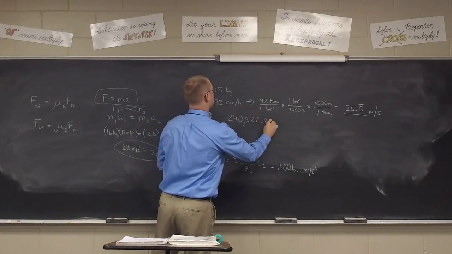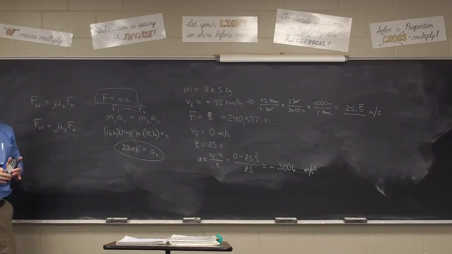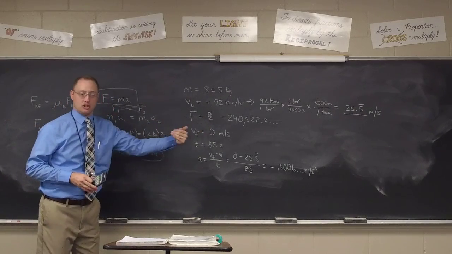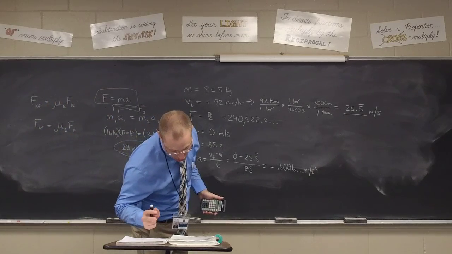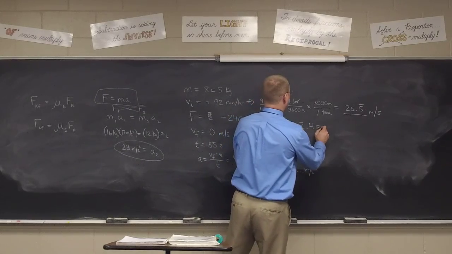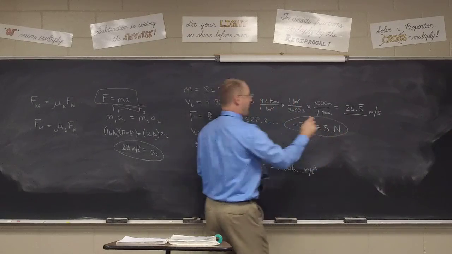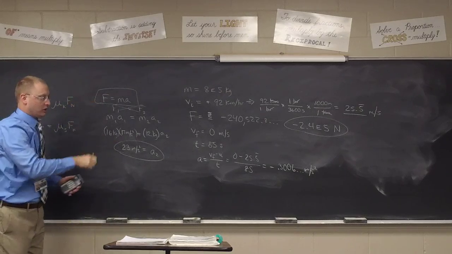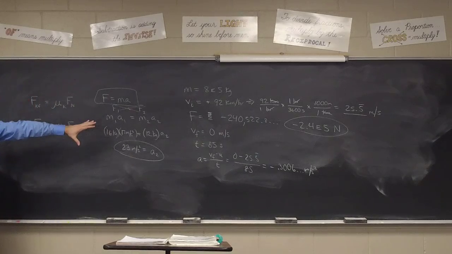Negative 240,522. Notice it's a negative force. Why? Because it's going against motion. The train's going this way, and the brakes are working in the opposite direction. So we should get a negative force here. Putting in scientific notation with only 2 sig figs, we'll get negative 2.4 E5, and force is measured in newtons. And I'm going to have this for number 9. It's a little more involved problem because of the dimensional analysis, finding the acceleration, needing a negative acceleration since it's deceleration. Questions?